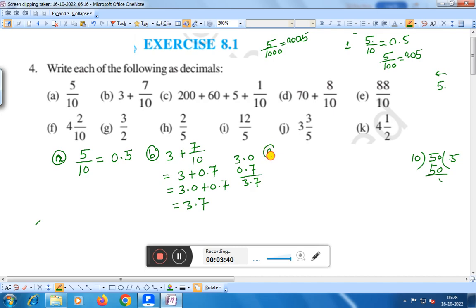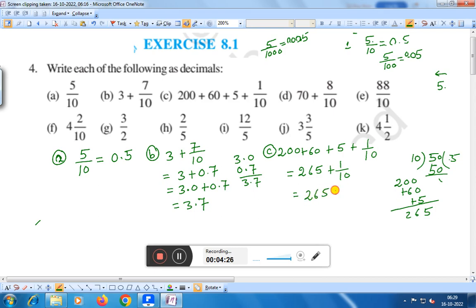Therefore, the answer is 3.7. Now, question number C is 200 plus 60 plus 5 plus 1 by 10. Here you see, up to 200 plus 60 plus 5, you add this number, this is the whole part, that is we are getting 265. This is the whole part, and this is the decimal part, 1 by 10, right? Then we can write 265 plus 1 by 10 means 0.1, right? If we add this one, we are getting 265.1, right? This is the solution of question number C.